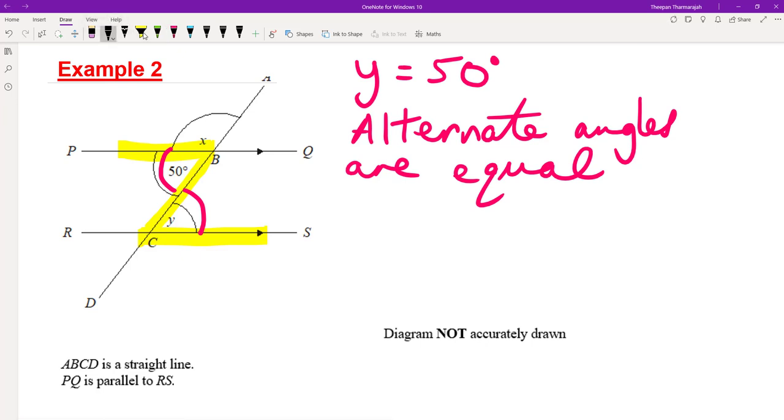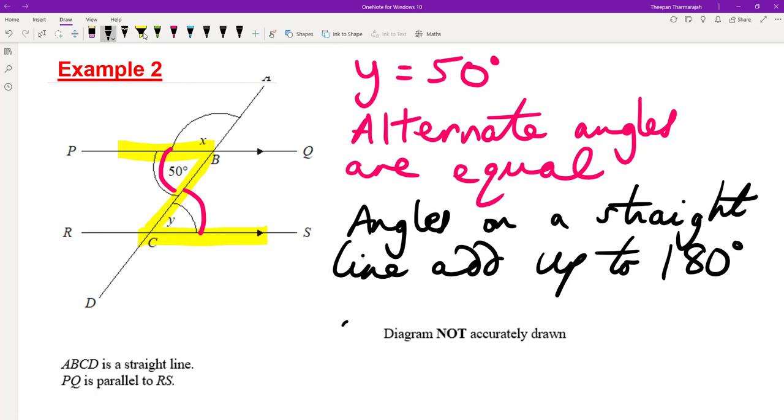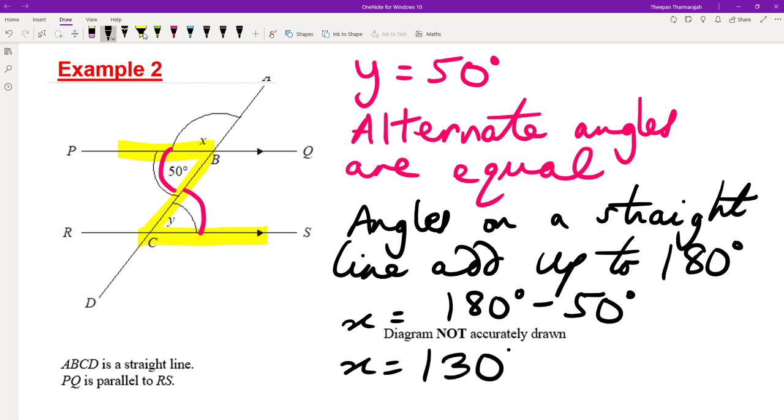And then we've got a straight line. Therefore, X is 180 degrees minus 50 degrees, and X equals 130 degrees.